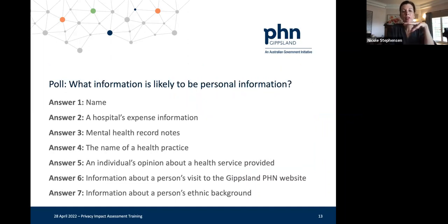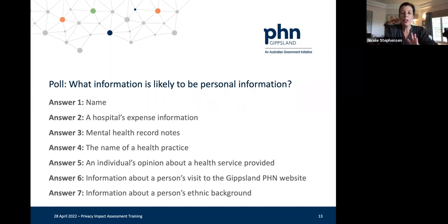There's a fair bit here that we've just covered, so the time is right to do another poll and recap what we've just learned. Based on what I talked about in terms of what personal information is, as well as those subsets, what information is likely, from your perspective, to be personal information? There are opportunities here to choose more than one answer.